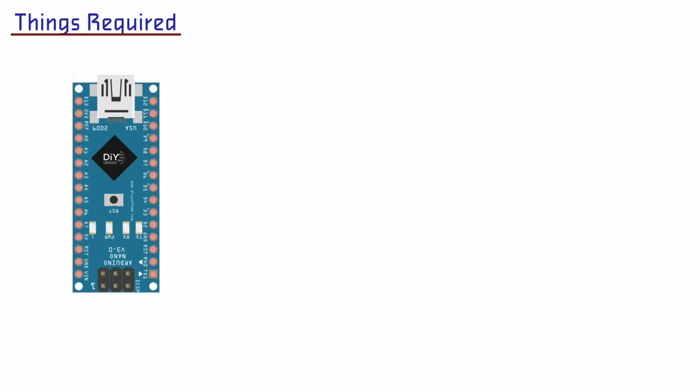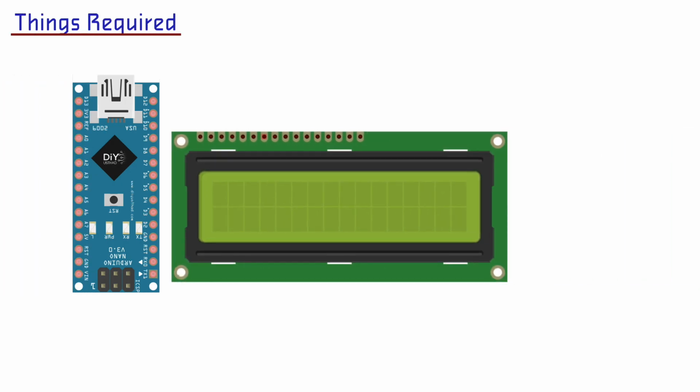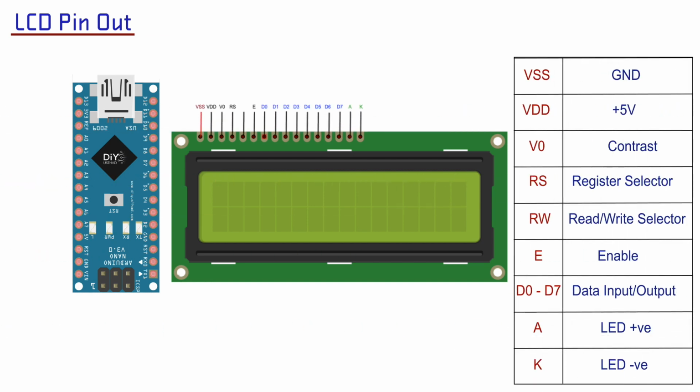So today we are going to learn about interfacing an LCD display with Arduino. We are going to use an Arduino Nano and a 16 by 2 LCD module. Let's talk a little bit about the pins of the LCD module.